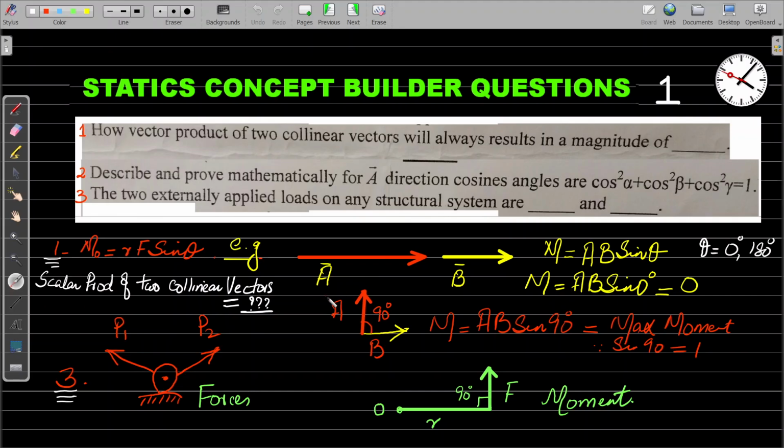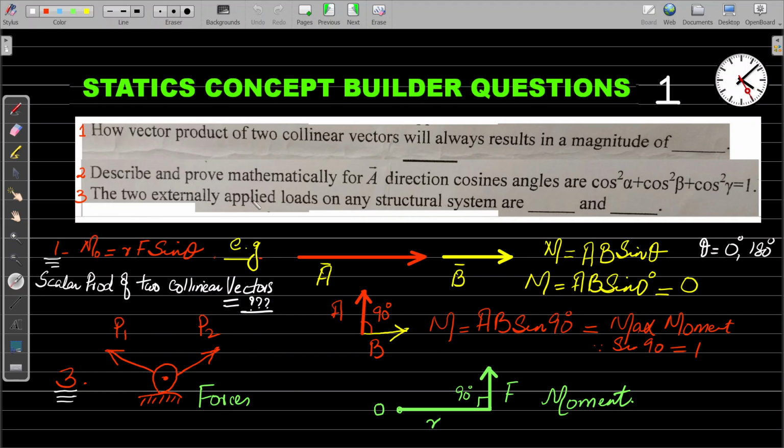So here we can have two collinear vectors and we assume their angle is 0 degrees. Because the vector product is being asked, we know that M naught equals r F sine theta. For two collinear vectors the angle is assumed to be 0 degrees, so if we take the moment of these two vectors, the magnitude will be 0. That is the answer to this question: the vector product of two collinear vectors.